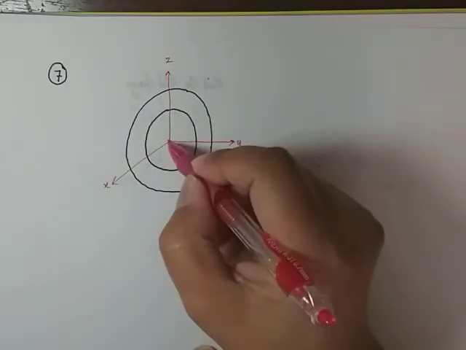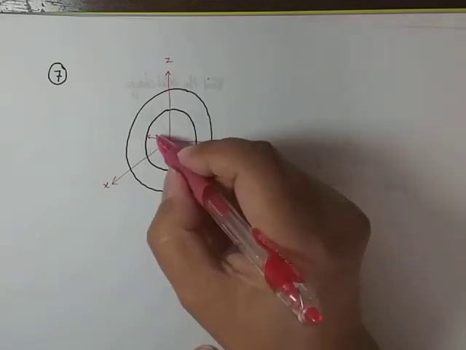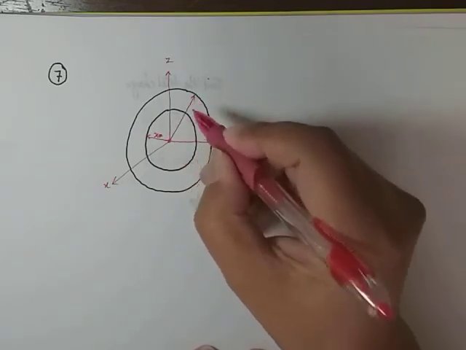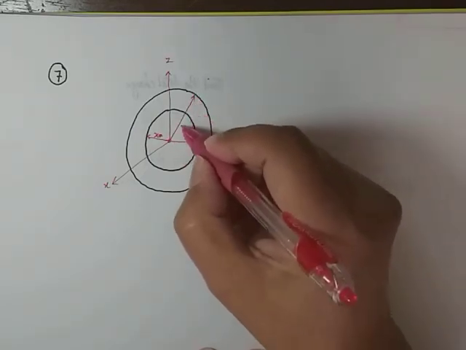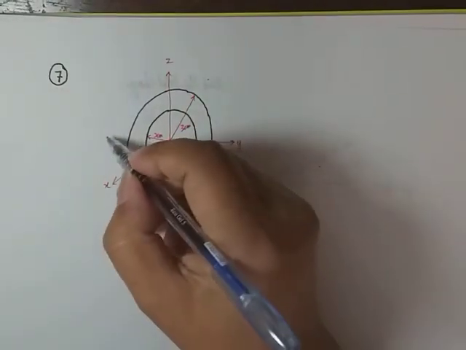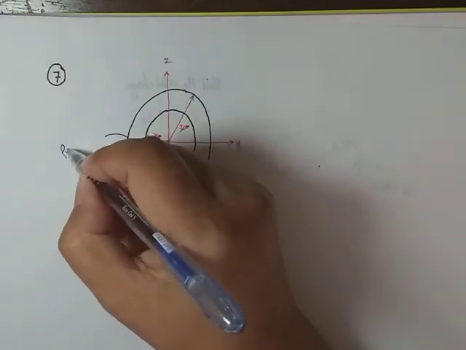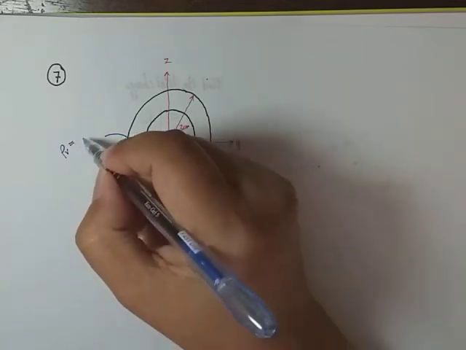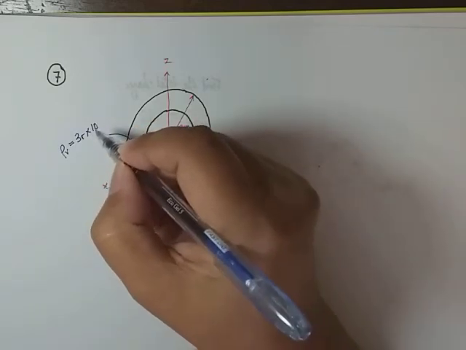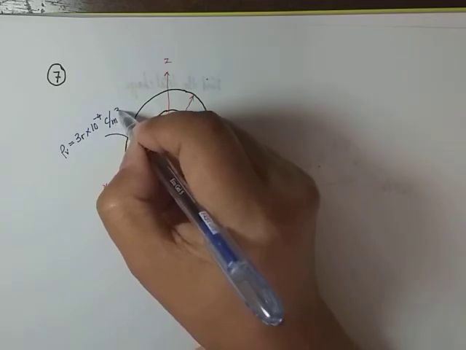So the inner surface radius is 2 centimeter, and the outer surface is known as 3 centimeter. Then what's given in the question is a volume charge, where rho v is equal to 3r times 10 to the power of negative 4 centimeter per meter cube.